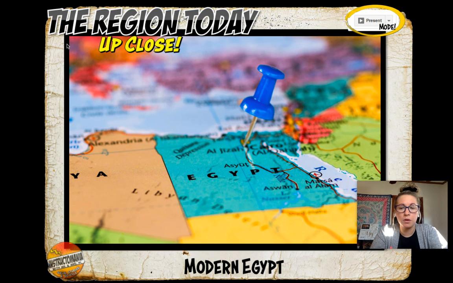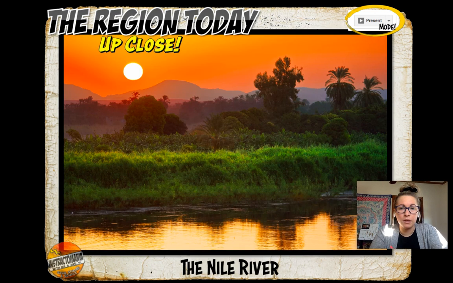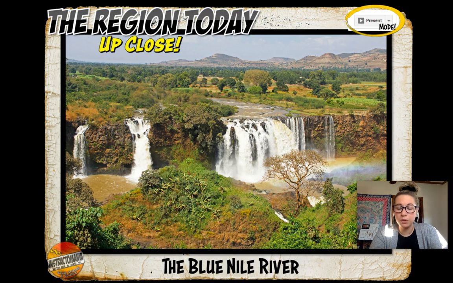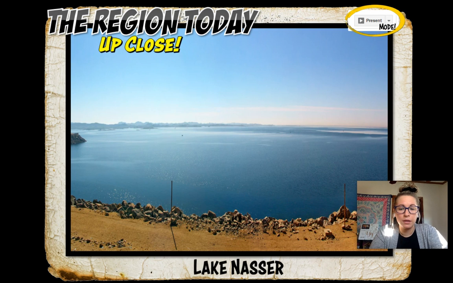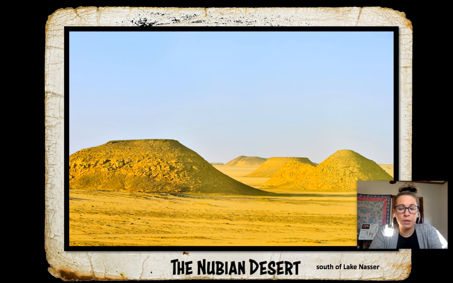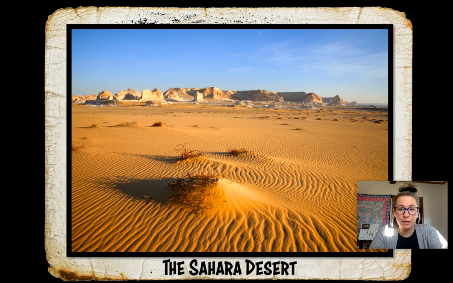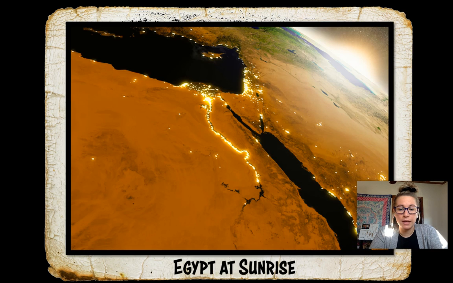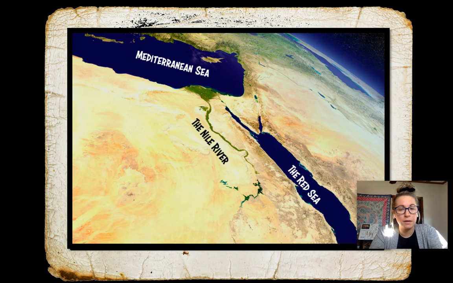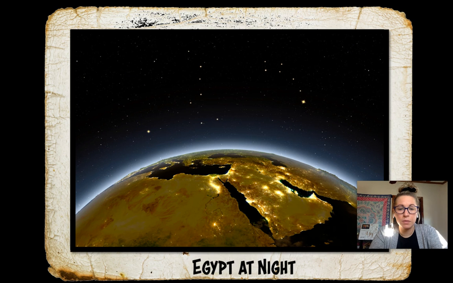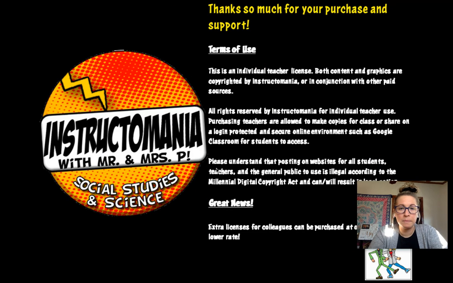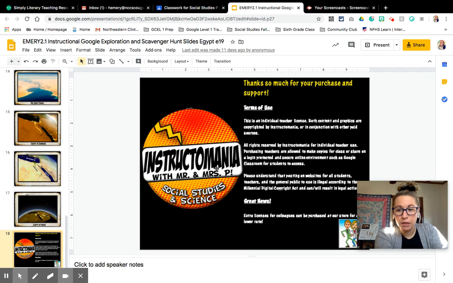So this is what ancient Egypt is today. The Nile River. This is the Blue Nile. Remember, it was divided into different parts. Lake Nasser, the Nubian Desert, which is south of Lake Nasser, the Red Sea, the Sahara Desert, the Suez Canal. This is Egypt at sunrise. Another view: Egypt at night. Here we are again with the Nile River and then the Delta.